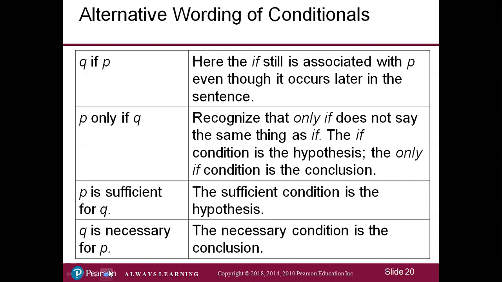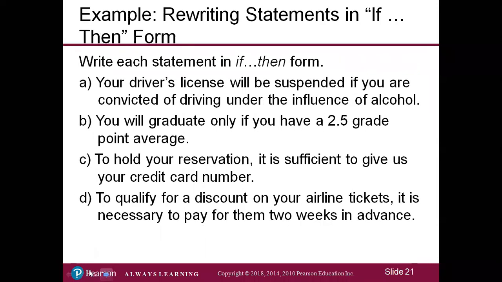P is sufficient for Q. The sufficient condition is the hypothesis. Q is necessary for P. The necessary condition is the conclusion. Example of rewriting statements in the if-then form. We write each statement in the if-then form.